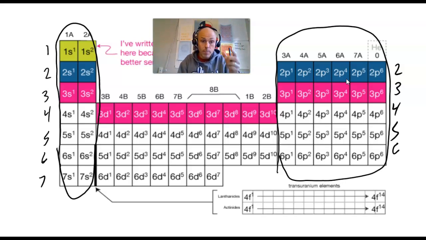The s block's principal energy level corresponds with the row it's in. The p block's principal energy level also corresponds with the row it's in. There's 6 columns of p block elements. There are 6 electrons that fit in a p sublevel. There's 2 columns worth of s block elements. 2 electrons fit in the s sublevel.